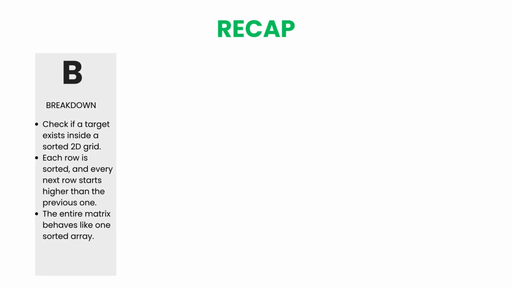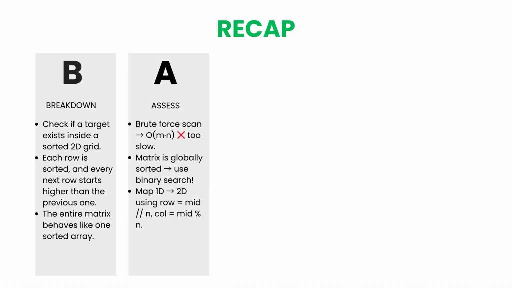Let's have a quick recap. Breakdown recap. So, wrapping up, search a 2D matrix is all about recognizing structure. You're given a matrix where each row is sorted, and every next row starts higher than the last one. Conceptually, that means the entire matrix behaves like one long sorted array. The challenge is to find the target efficiently, without actually flattening the data.